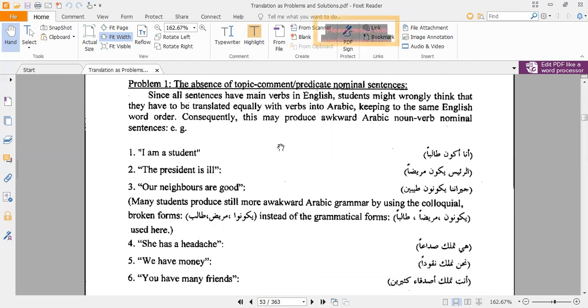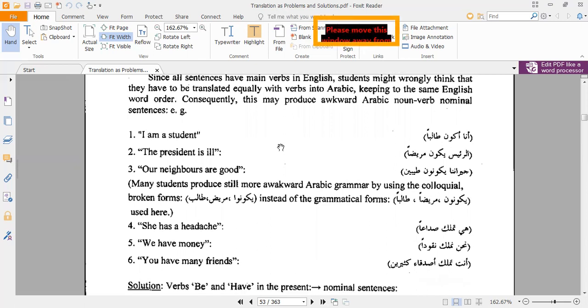I am a student. أنا أكون، لو أنا ترجمت ترجمة حرفية، أنا أكون طالبا. The president is ill. الرئيس يكون مريضا. طيب لو أنا حكينا stylistically من ناحية الستايل ومن ناحية الستركتشر، هل هذه جمل باللغة العربية مقبولة؟ أنا أكون طالبا أو الرئيس يكون مريضا؟ طبعا مش مقبولة.